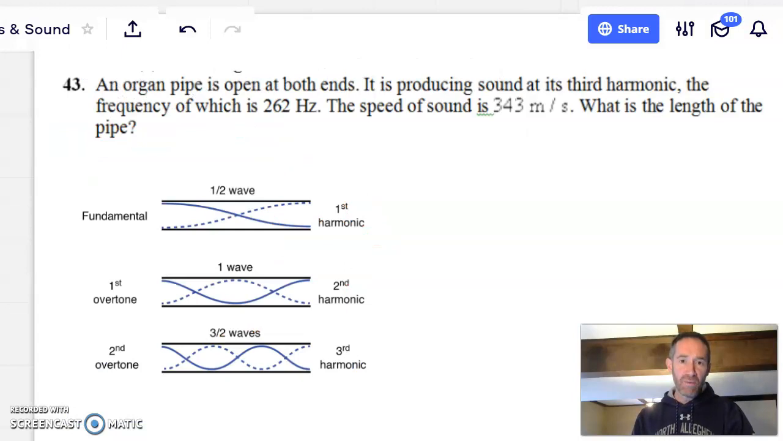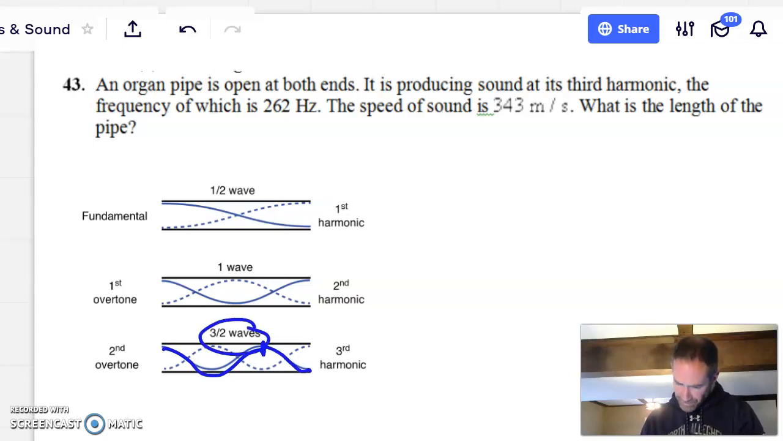And one last example before we go, we've got an organ pipe here. It's open at both ends. It says it's producing sound at its 3rd harmonic, and the frequency of that is 262. They give us the speed of sound that we're used to, and what's the length of this pipe. So the 3rd harmonic is going to look like so, and you can see there that we have 1.5 waves in here. Here would be 1 wave, and then I have another from crest to trough, so 3/2 of a wave inside of there.